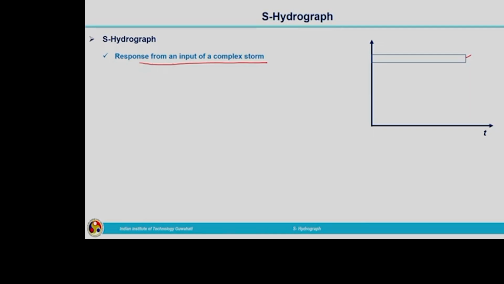That can be represented by means of this pulse, and it can be split into a number of effective rainfall components. That complex storm can be considered as having an infinite number of effective rainfall pulses with dr duration. The complex storm which we are considering for an indefinite period can be divided into a number of effective rainfall pulses. So, we can divide it into different pulses having dr duration.